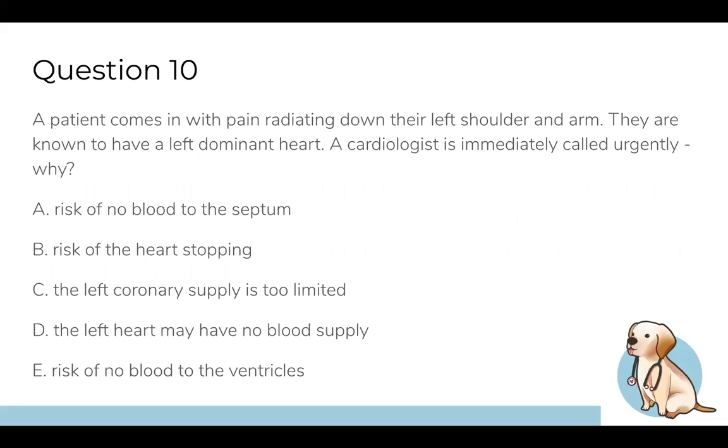Okay, question 10. A patient comes in with pain radiating down the left shoulder and arm, and they are known to have a left dominant heart. The cardiologist is immediately called very urgently. Why is that?